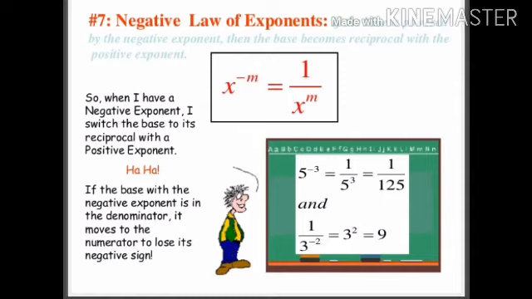One more example, 1 by 3 power minus 2 is equal to 3 square. 3 square is equal to 9. 3 is multiplied by itself 2 times, we get 9.